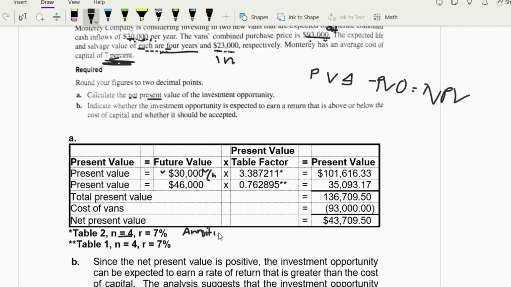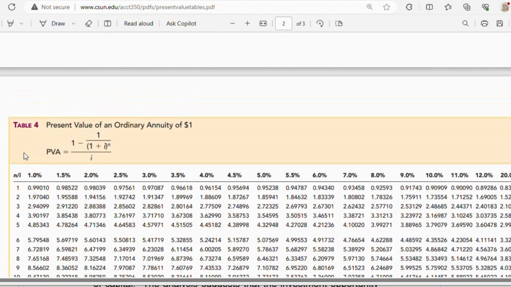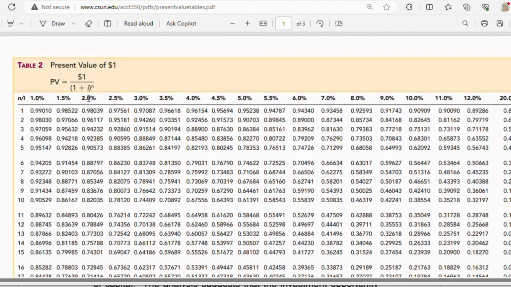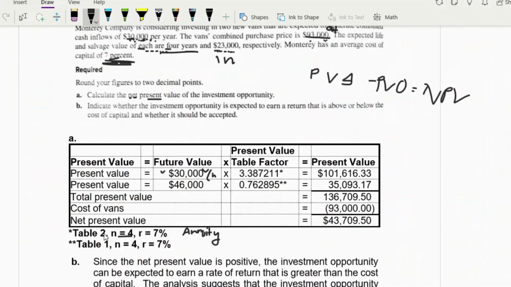Do not focus on the table numbers, because every book has a different number for annuity tables. The one which I'm showing you again and again, you can see that table 4 is for annuity and table 2 is for the single amount, but the reference which we have, that's different. So please, table numbers are not the benchmark. Okay, so n is 4 and 7% and 30,000 every year, because this inflow will be there.